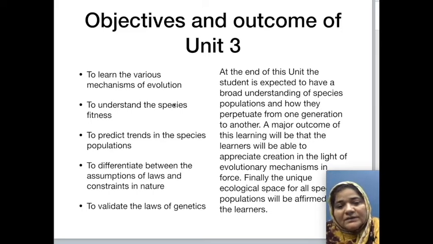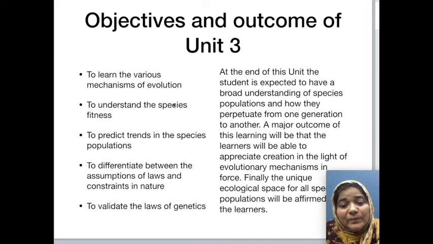And of course, as I said, the Mendelian laws of genetics that you would have studied in your high school will be validated. So, at the end of this unit, the student is expected to have a broad understanding of species populations and how they perpetuate from one generation to another. And a major outcome of this learning will be that the learners will be able to appreciate creation in the light of evolutionary mechanisms and forces. And finally, the unique ecological space for all species populations will be affirmed by the learners.